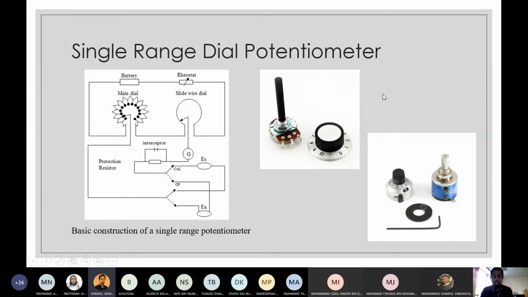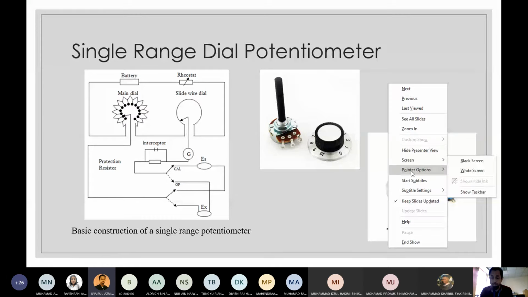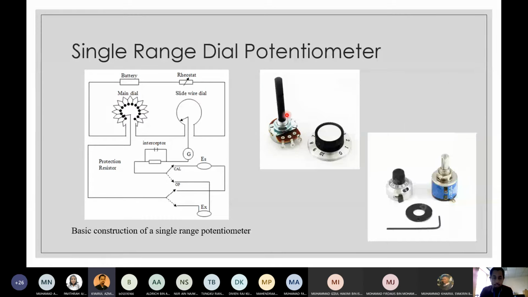On the right hand side, this part here is actually a potentiometer without the second dial, only one potentiometer. You commonly see these types of potentiometer for controlling audio or for controlling a certain amount of resistance in your circuit. On the left hand side is a schematic diagram of a single range dial potentiometer. This one has 2 dials. One is the main dial and one is the slide.